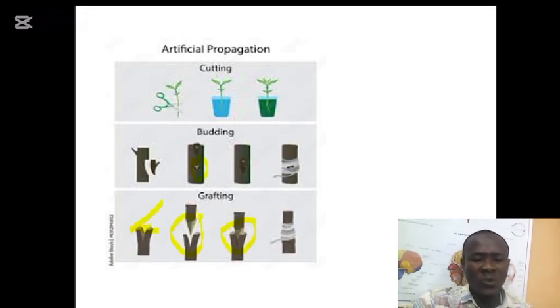The one that you are coming with, this one above, is what we call the scion. The one below, having the root, is what we call the stock. So what will happen? The scion will give rise to the shoot, while the stock, the one that is below, will give rise to the root.